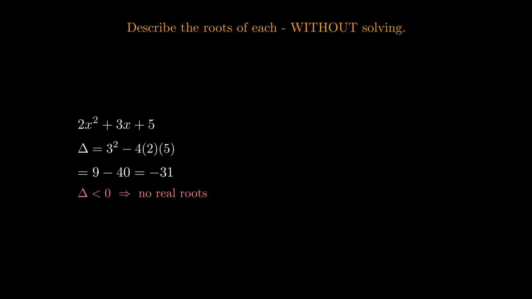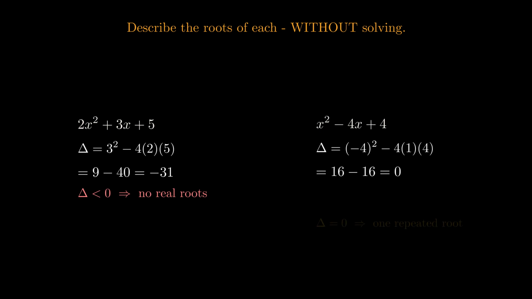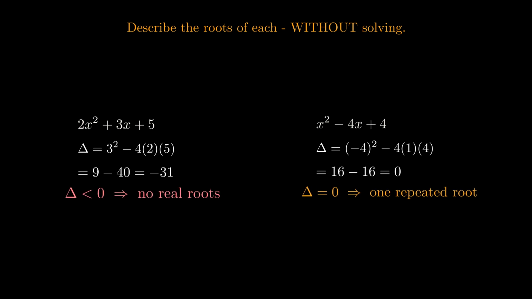On the right, x² − 4x + 4. Delta is (−4)² − 4 × 1 × 4. 16 − 16, exactly 0. So this one has one repeated root. It factors as (x − 2)², touching the axis at x = 2. One number told us the whole shape of the answer. That's what the discriminant is for. Checking the nature of the roots before you commit to solving.